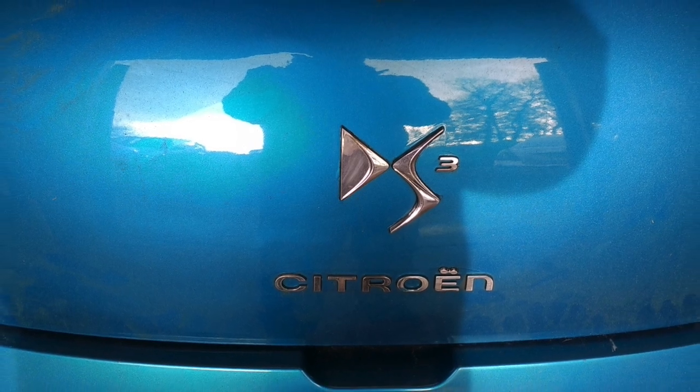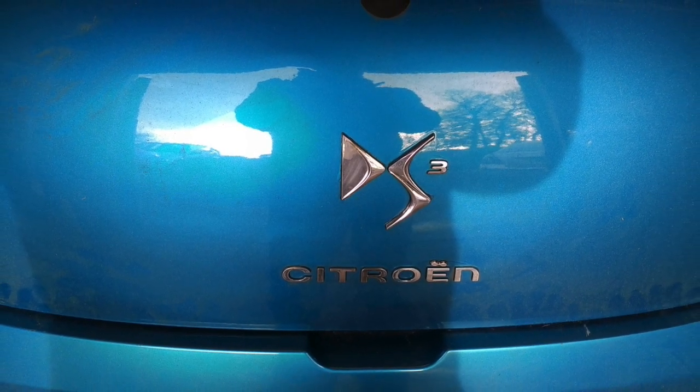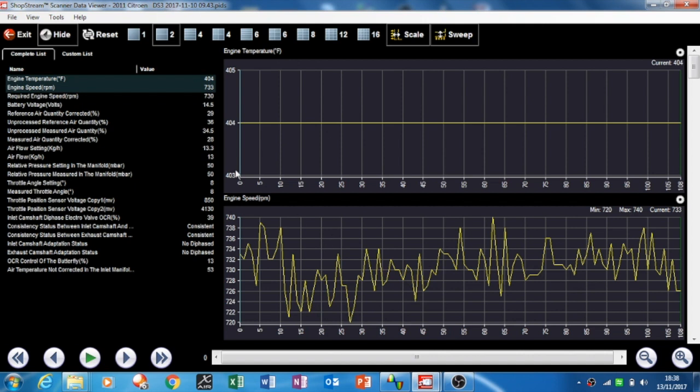This is part 3 of the Citroen DS3. Now, one of my subscribers, my good friends at Crank, had pointed out that the temperature shown in the PCM was 404 Fahrenheit. Now, that, as we all know, is far too high. It should be 212 degrees Fahrenheit.